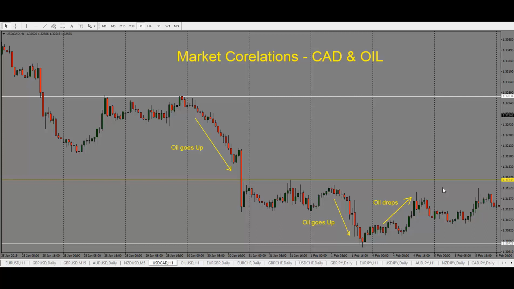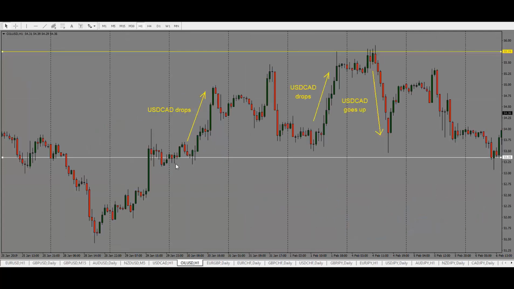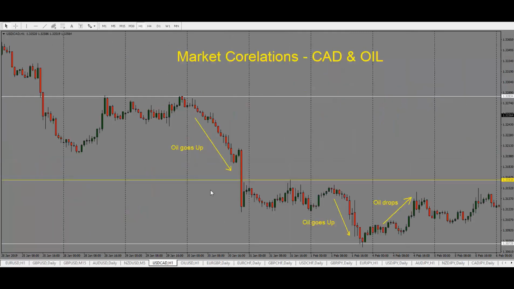Now, how do we take advantage of this relationship? So since we know the relationship, we can then place trades in dollar CAD based on what oil is doing. So let's say we see that oil comes into our support resistance level here, and then we get this bullish pin bar on oil. What we can then do is go take a look at dollar CAD and see if we have a similar setup in the opposite direction for dollar CAD and take that. We see pin bars here for dollar CAD. We can then take a short in dollar CAD as oil is going up.